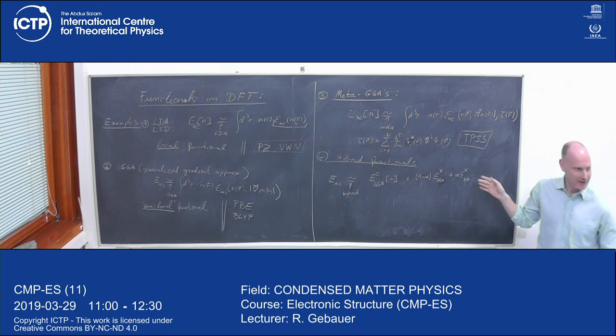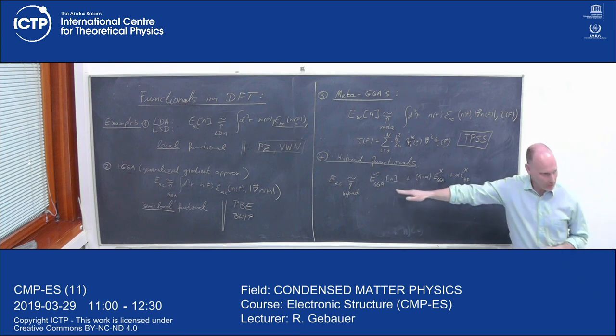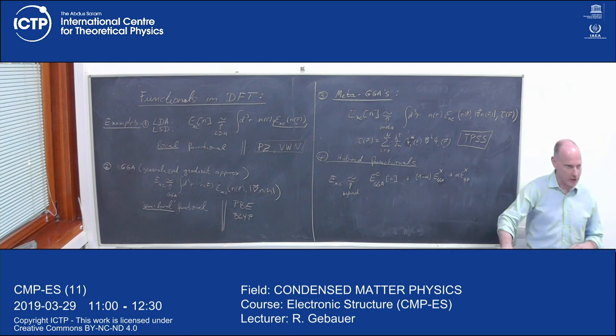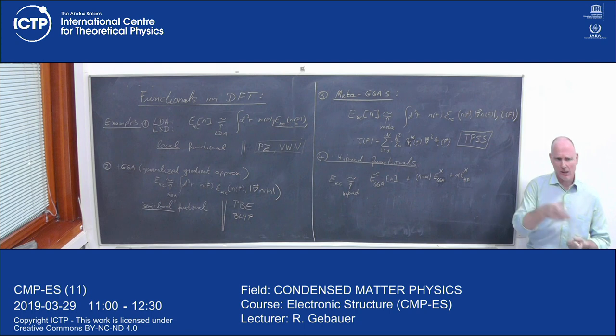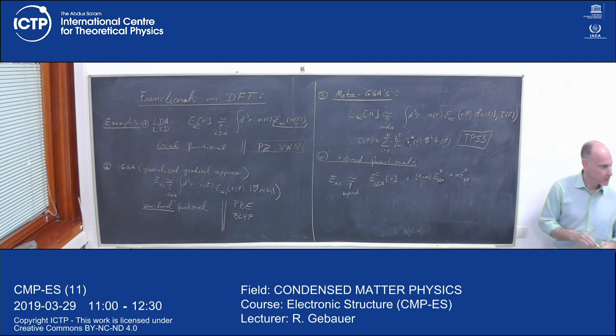Because a hybrid functional leads, for example, to the fact that if you now derive this energy to minimize the energy, you obtain an exchange-correlation potential, like always in DFT, but it will not be local because the Hartree-Fock exchange leads to a non-local potential. So you end up with a DFT which has non-local potentials, which is not really a DFT product.